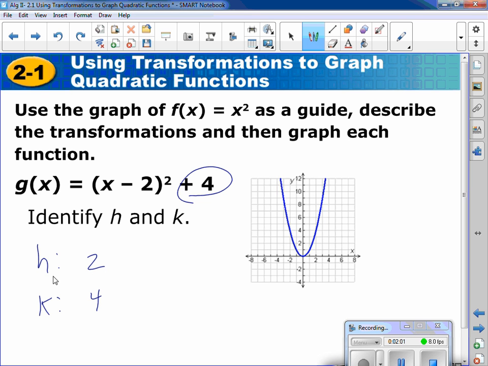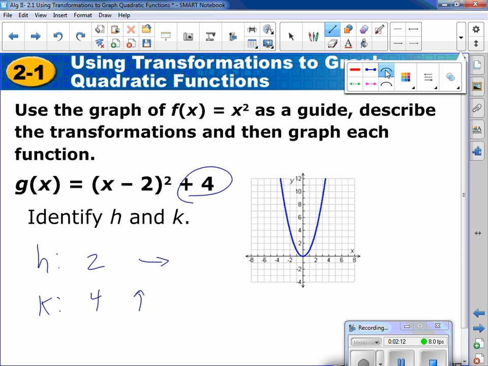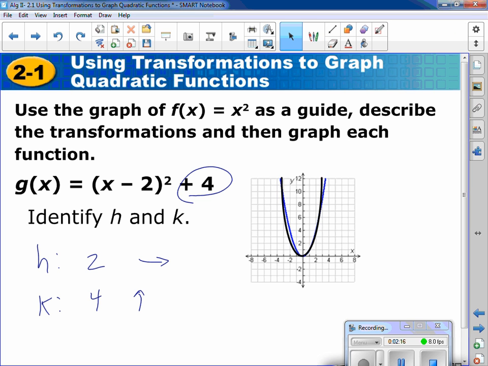What this means is you're going to take this and horizontally shift it to the right 2 and up 4. So if we have our parent function here, you take this and you move it to the right 2, up 4. Your new graph would look like this in comparison to the parent function.